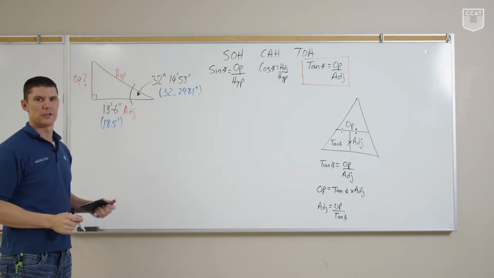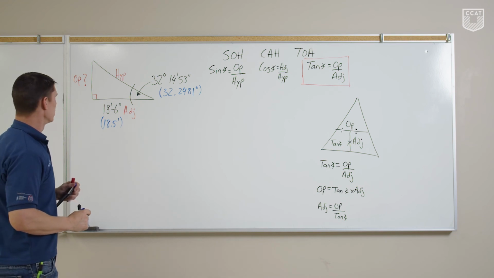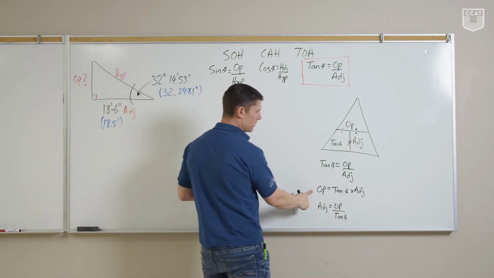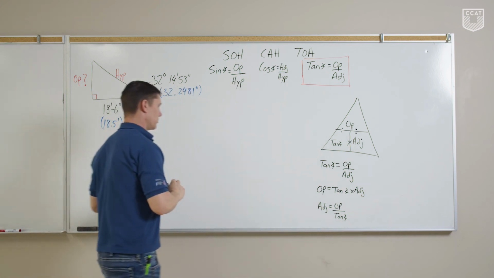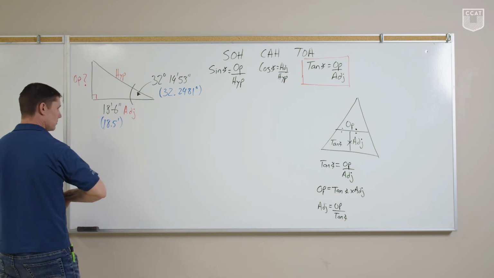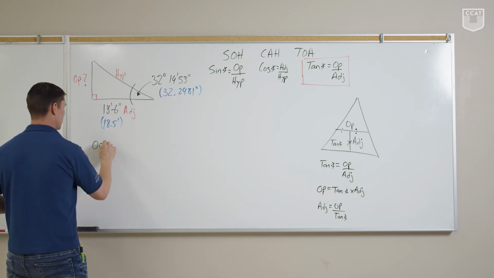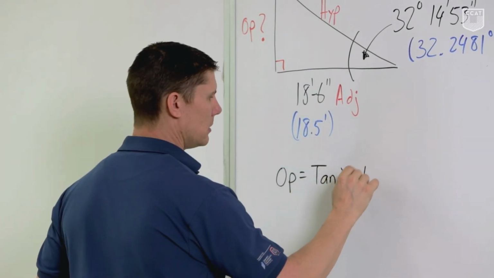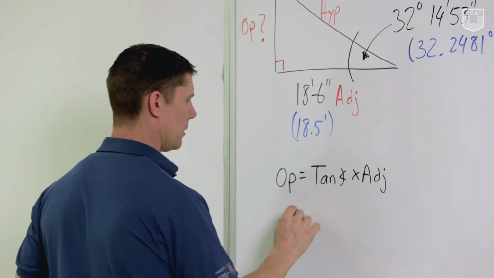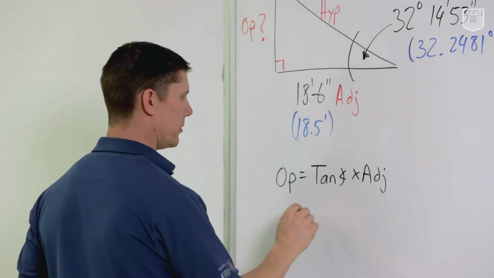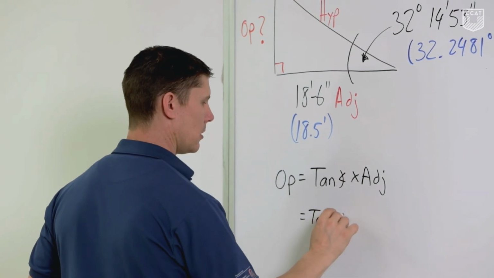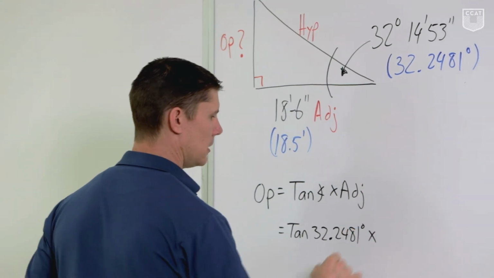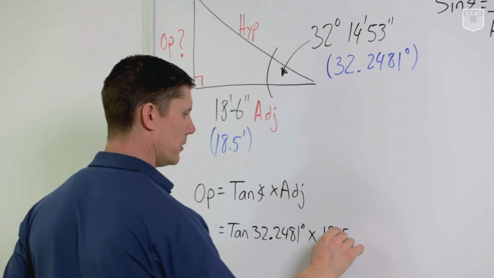And now what we need to do is determine which formula we're going to be using to solve for this triangle. We want to solve for opposite. Okay, so we said that opposite equals tan the angle times adjacent, so we'll write down that formula. So opposite equals tan the angle times adjacent. Okay, tan the angle there is 32.2481 degrees times the adjacent we said was 18.5 feet.